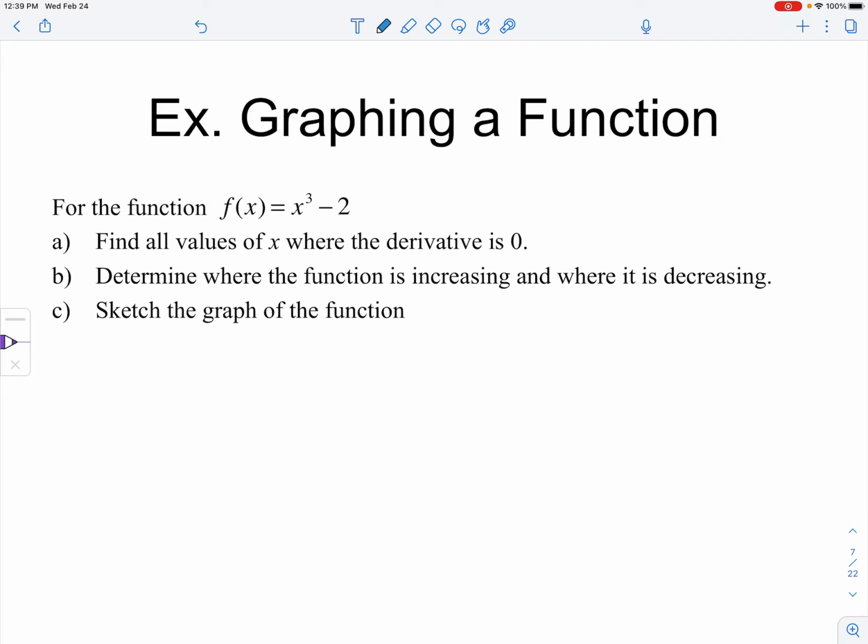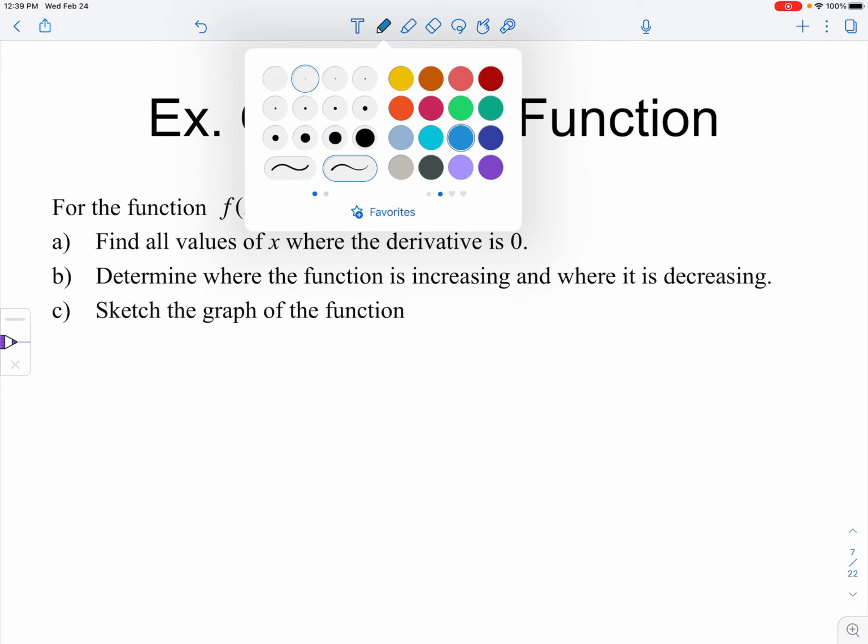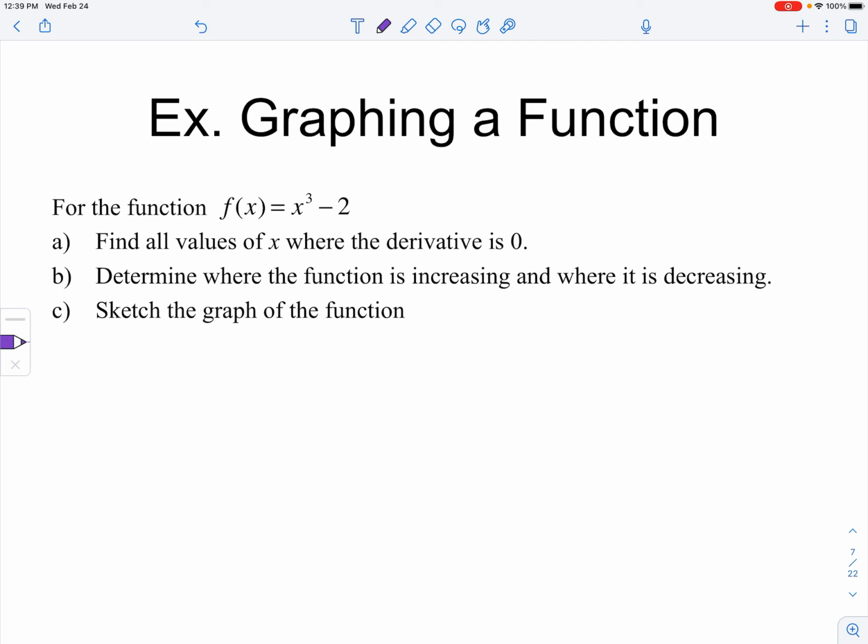So we're going to go through the same steps with this next function. We'll try a new color. So I want to find all the values where the derivative is equal to 0, which is where all the horizontal tangent lines are. So I need the derivative, which using power rule, that would be 3x squared. So I can set the derivative equal to 0, and we just get that x is equal to 0. Right? There would be a horizontal tangent line at x equals 0.